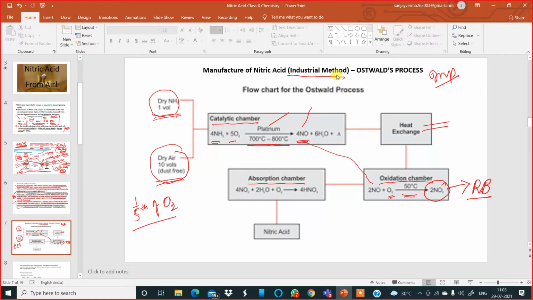Now, in the final step, in the absorption chamber, water is allowed to trickle from above. The tower is stacked with quartz stone, which allows the slow movement of water from above, and from underneath, nitrogen dioxide gas and oxygen enter and combine with water trickling from above to prepare nitric acid. This is how we obtain nitric acid on a large scale industrially by the Ostwald's process. So this slide becomes important for you with respect to the chemical equations involved in the Ostwald's process.